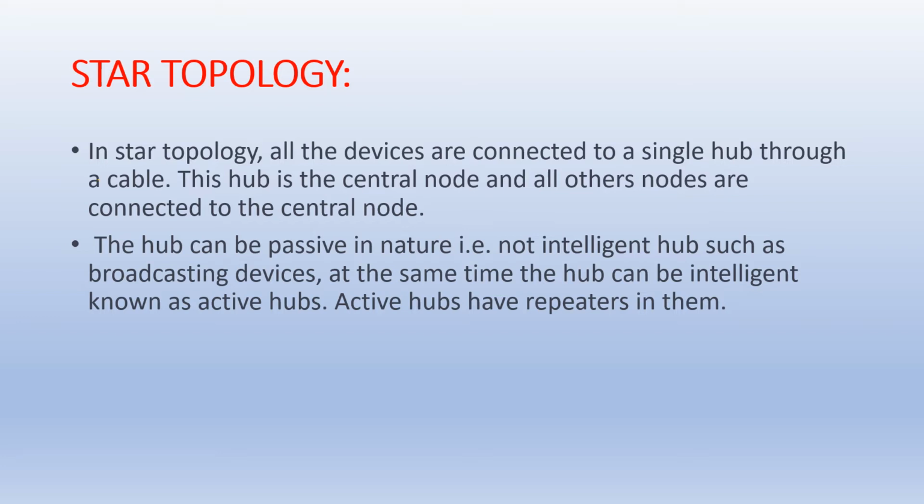As we see in star topology, all the devices are connected to a central hub through a cable. This hub is the central one and all are connected to the center, as we discussed. Here, the hub is also of two types, passive and active. Passive means not intelligent, such as broadcasting devices. At the same time, a hub can be intelligent also, which is an active hub. These are the two types of hubs. Active hubs have repeaters in them.